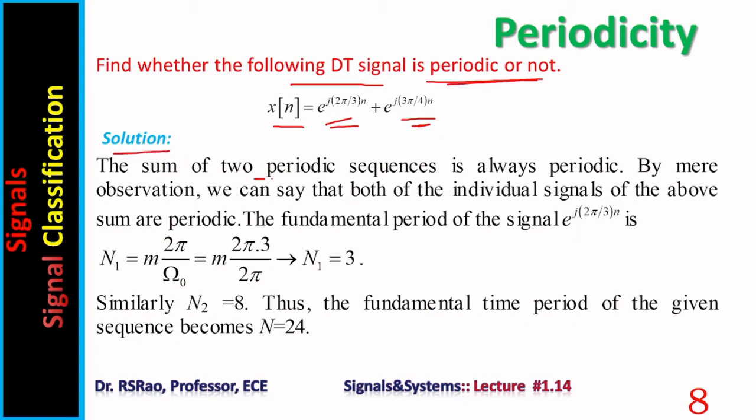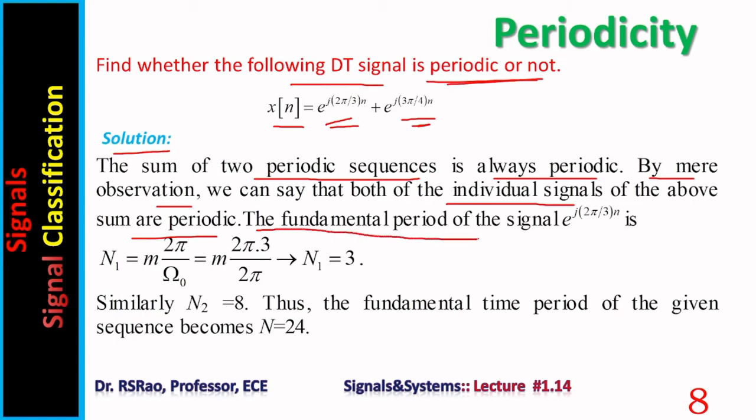Solution. The sum of two periodic sequences is always periodic. By mere observation, one can say that both the individual signals of the above sum are periodic. In case of CT signals, two periodic signals together need not be periodic. But in case of DT signals, two periodic sequences together are always periodic. This difference has to be kept in mind.